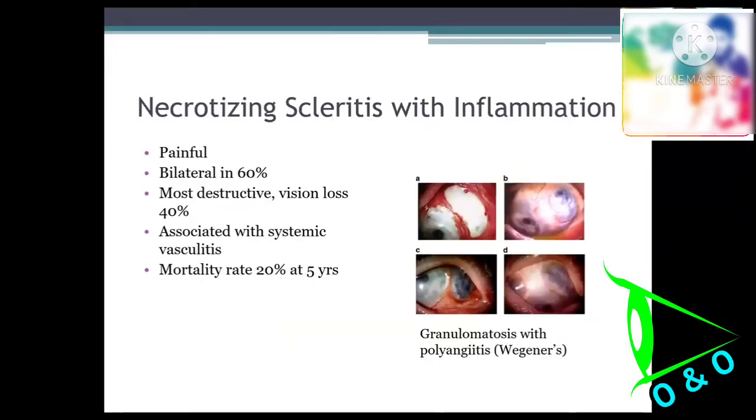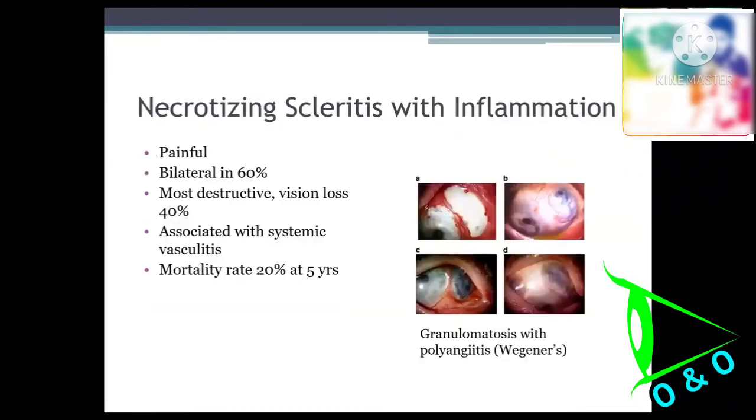Necrotizing scleritis with inflammation. So this is the last subtype of scleritis. This is very painful, bilateral in most cases. And this is the most destructive form of scleritis. There's vision loss in 40% of cases, high association with systemic vasculitis, such as Wegener's or its new name, granulomatosis with polyangiitis. And there's actually a really high mortality rate, 20% at 5 years. So you can see that there is very severe thinning of the sclera. This can lead to scleroperforation. So this is one that you will want to work with the rheumatologist on for treatment.